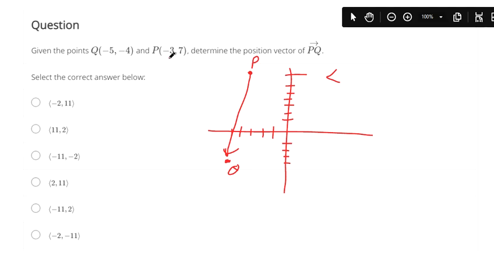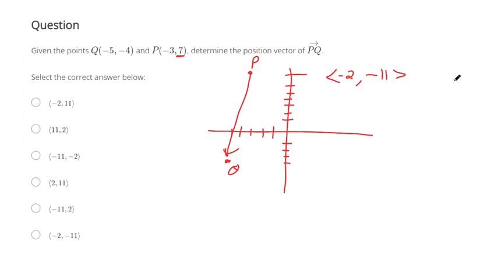Actually x comes first though. So we start at -3 in the x. We back up 2 places. So -2 is our change in x. I don't know why I'm doing that y first. And then the changes in y, we start at 7, we go down to -4, so we went down 7 and then down an additional 4 points. We went down, which is the negative direction, we went down 11 points. So that's the position vector PQ, -2, -11.